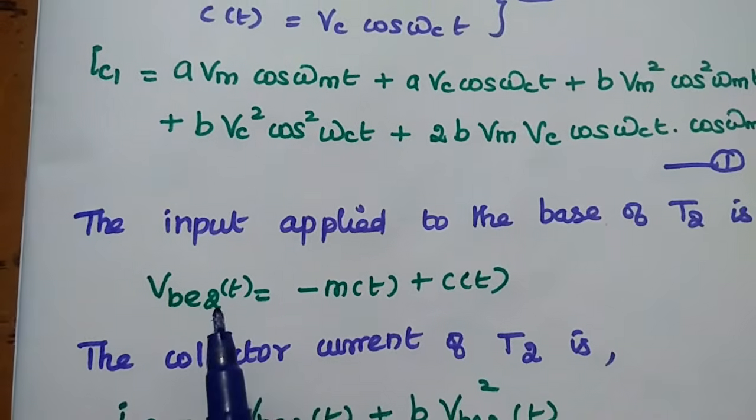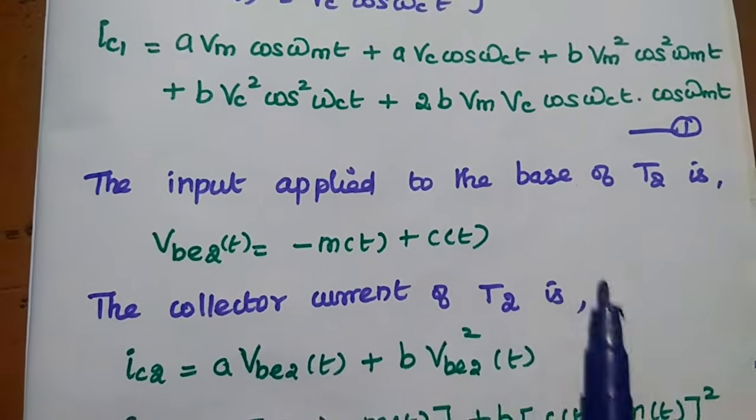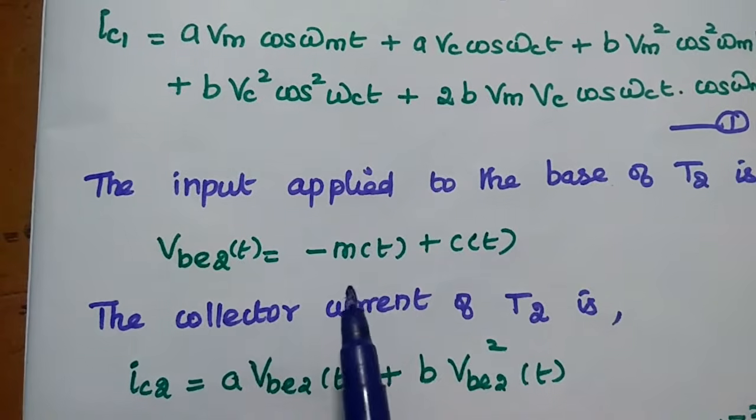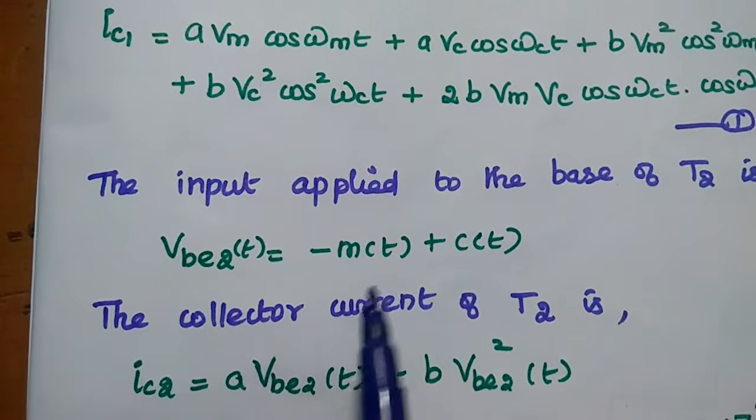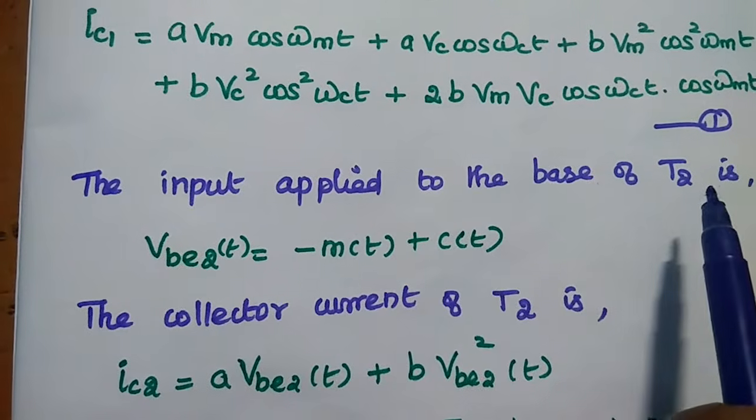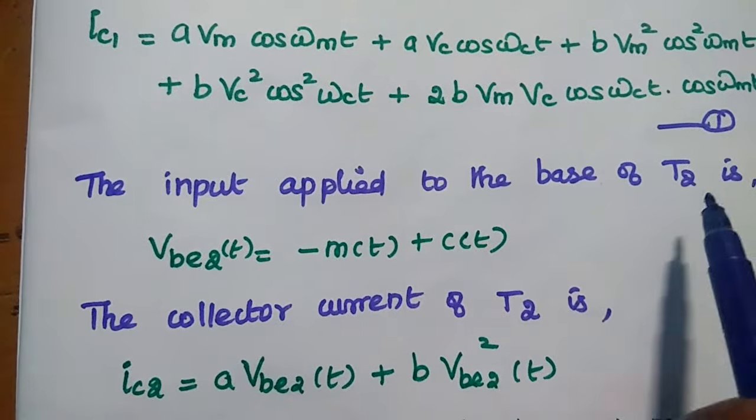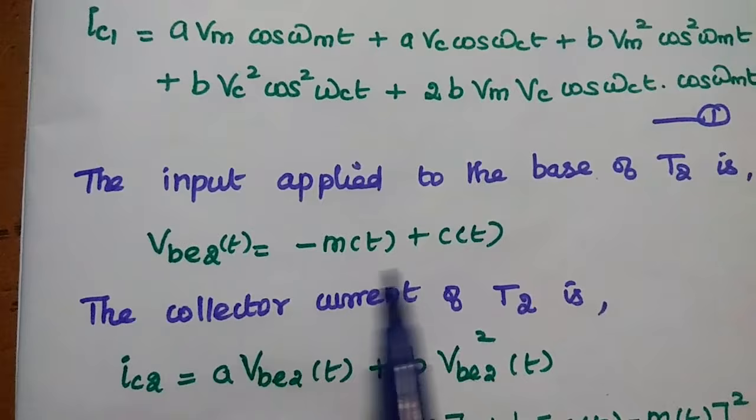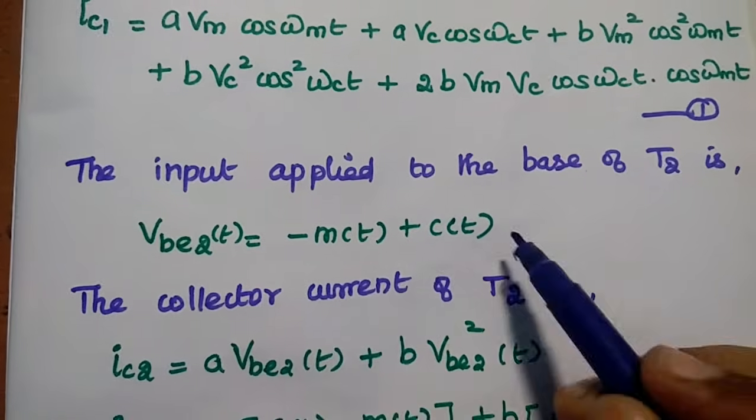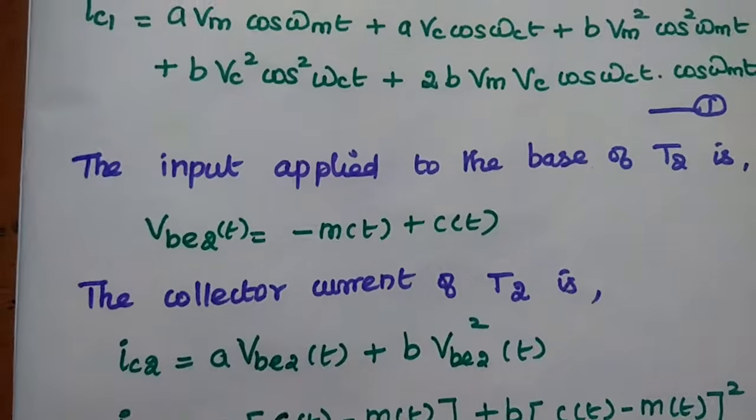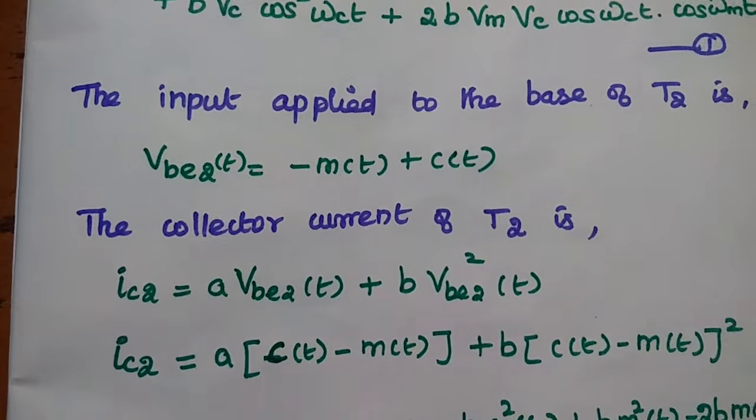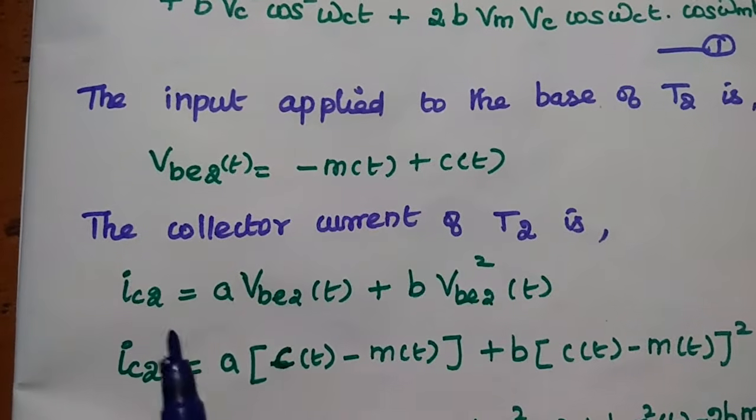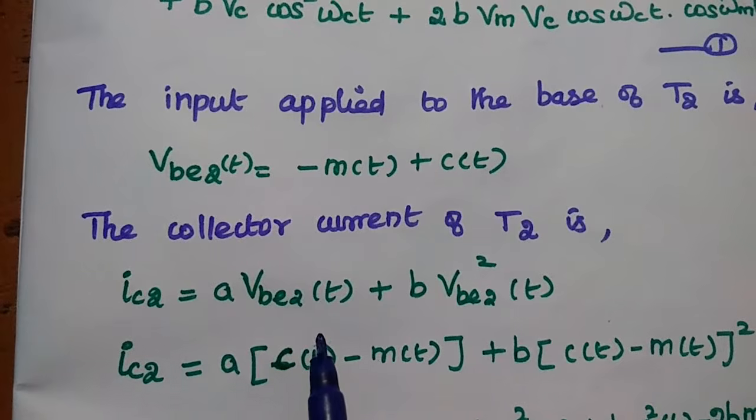Okay. So next, the input voltage applied to the base of second transistor is VBE2 of t. So again we are going to add the modulating signal and carrier signal. For this transistor 2, the modulating signal value is minus m of t. So here we are going to add minus m of t and c of t. So we can get the answer as minus m of t plus c of t as the input voltage to the second transistor.